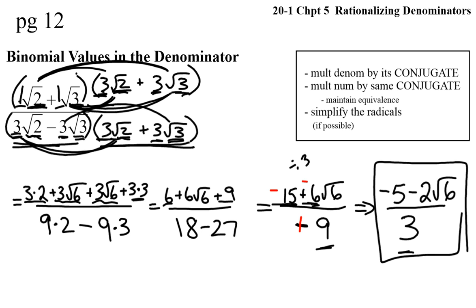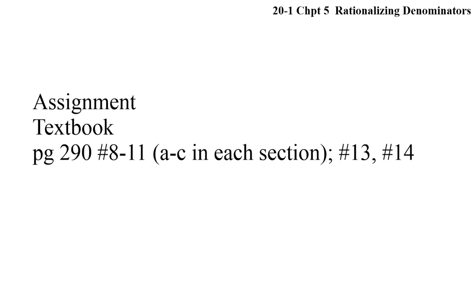There you go. Lots of little steps. But it's all about rationalizing the denominator so there are no radicals in the denominator. There's your assignment: page 290, numbers 8 to 11, doing A, B, and C in each of these sections, and then 13 and 14. Again, this is just about process. The only way to get good at process is to practice. Have fun with it.